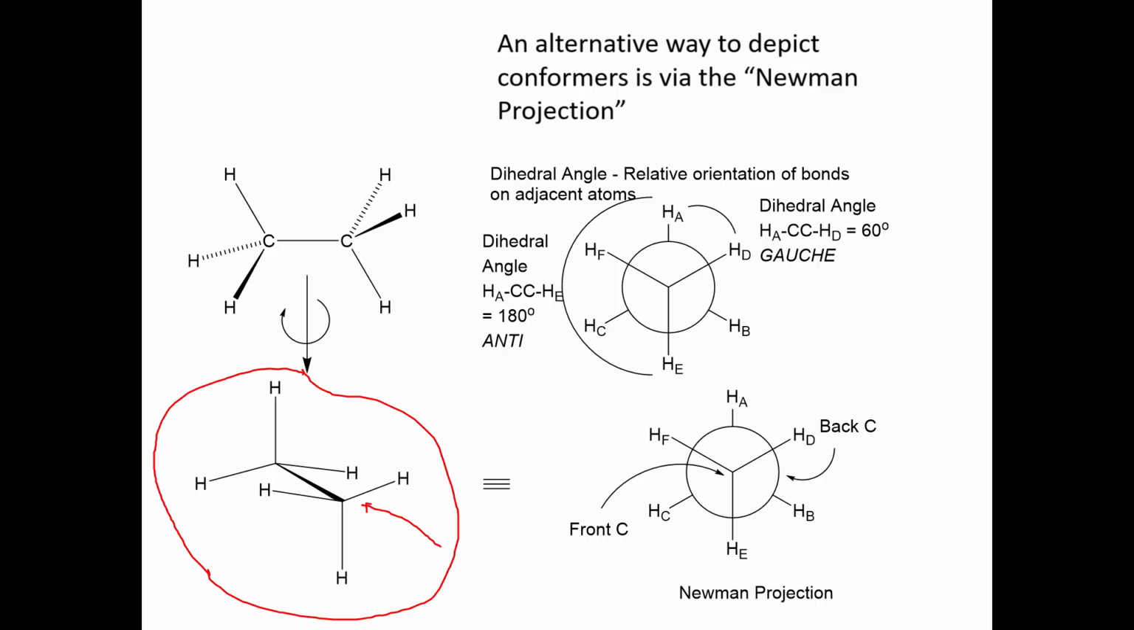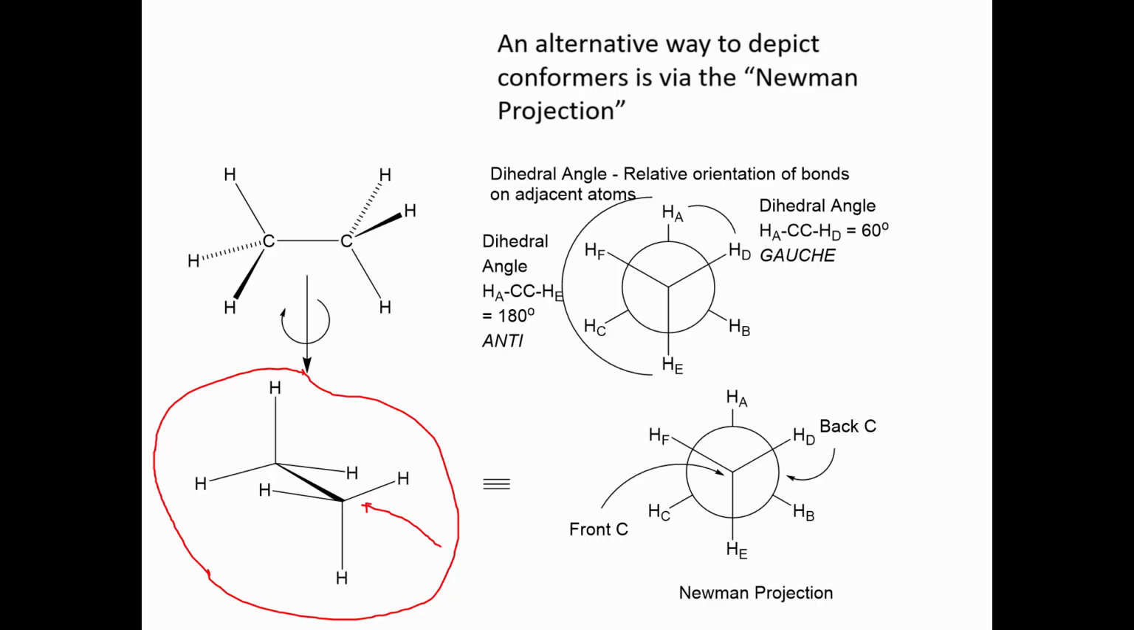What you would see is the front carbon right here, which we're going to draw as a letter Y, which has 3 hydrogens on it. I've designated those hydrogens D, E, and F on that one. And immediately behind it is the other carbon, the back carbon, and we're going to represent that as a circle. That also has 3 hydrogens on it in the opposite orientation, where we see HA, HB, and HC.